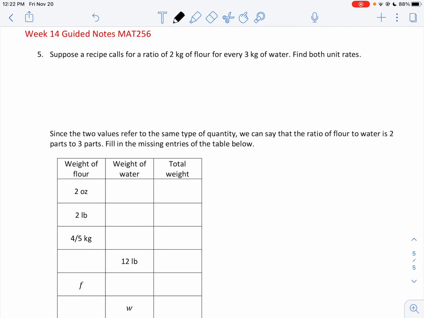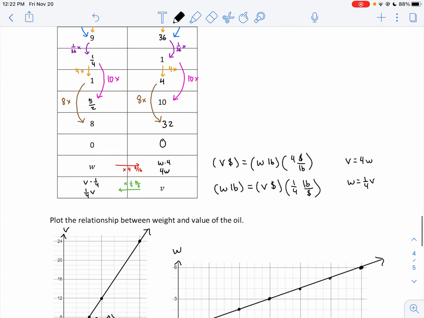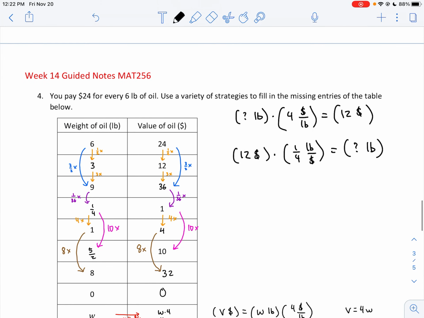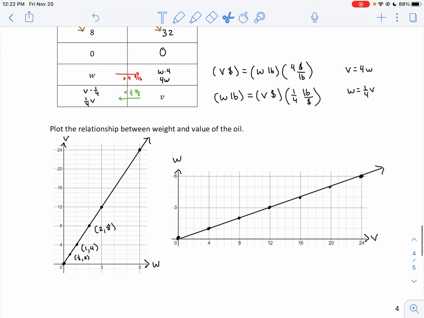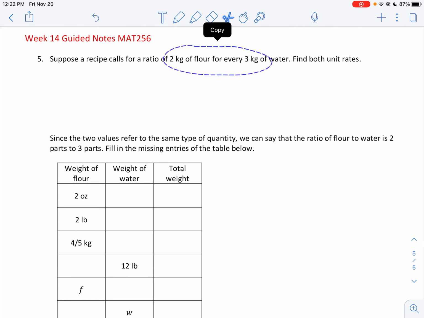Okay, one last problem. Suppose a recipe calls for a ratio of 2 kilograms flour for every 3 kilograms of water. So this one up here, we had a ratio between dissimilar units. Here we're going to do a ratio between similar units, both kilograms, but one's of flour, one's of water. All right, so this will be a proportional relationship. The "for every" reveals that. So the ratios will remain constant.